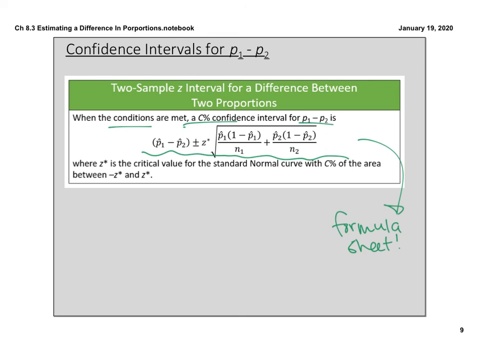All right, so we're going to stop there for now, and we will come back in the next video and actually do one of these big, long confidence intervals.